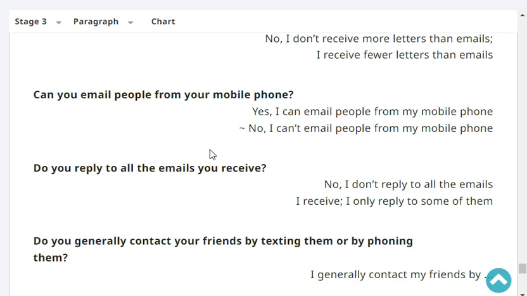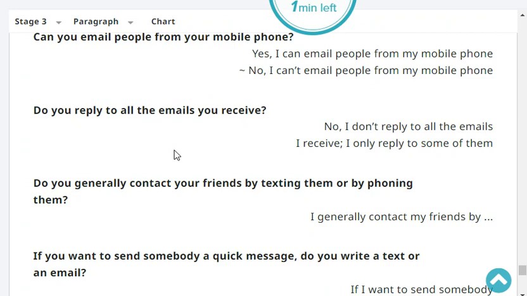Do you generally contact your friends by texting them or by phoning them? Texting. Okay, one more. I generally contact my friends by texting them. Very good.